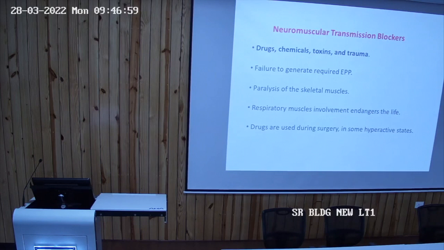So the blockade can occur. This blockade, neuromuscular transmission blockade, it can occur in the pre-synaptic area और post-synaptic area, है ना?